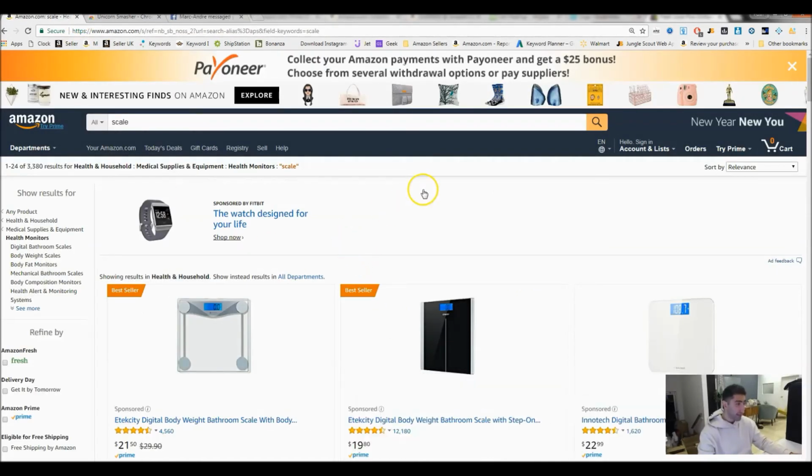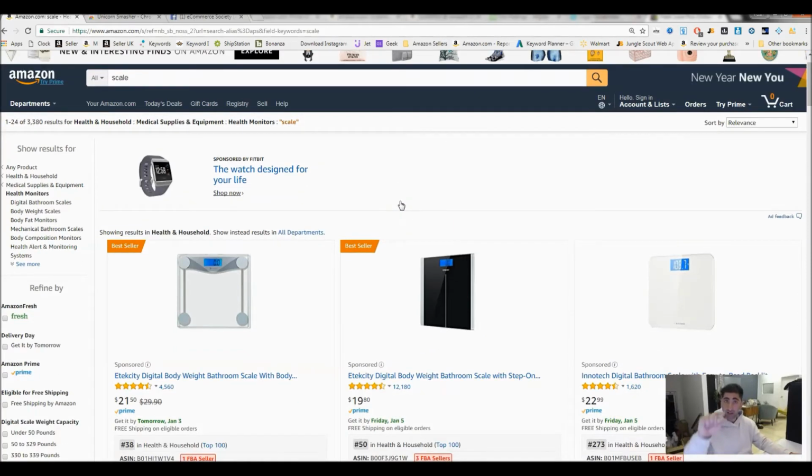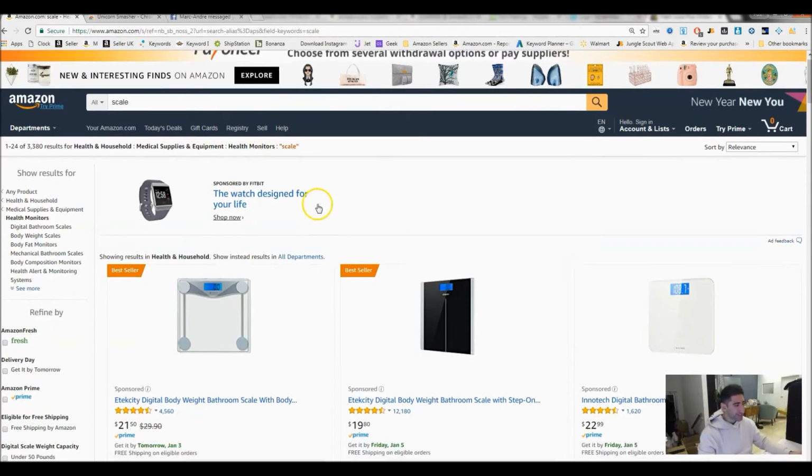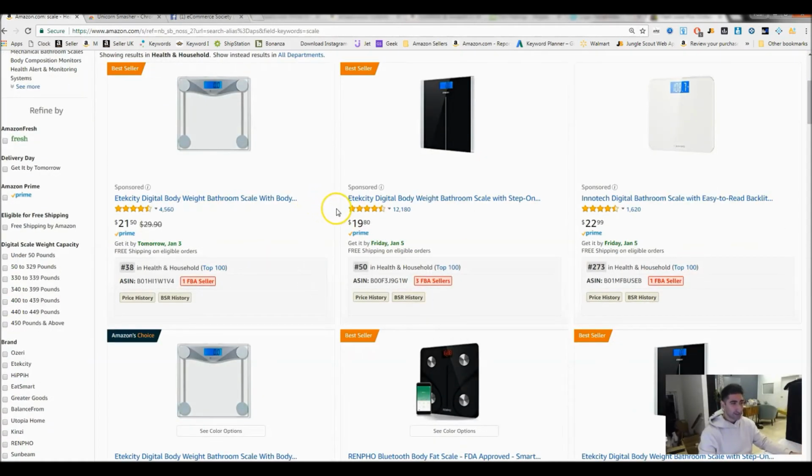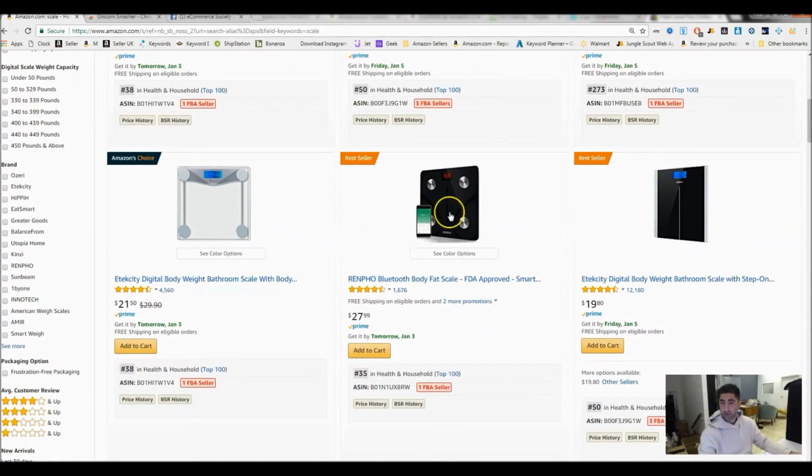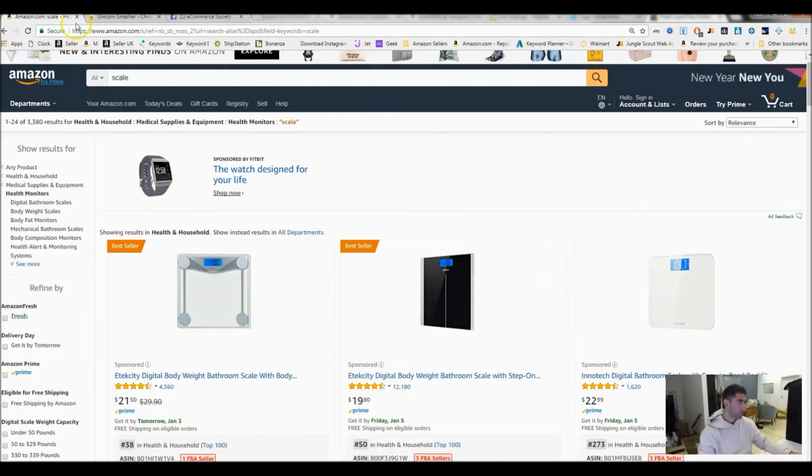Next up is a scale, so that you can weigh your boxes and input the weight on Amazon properly. Feel free to search through the thousands of listings on Amazon and pick a scale to your liking.